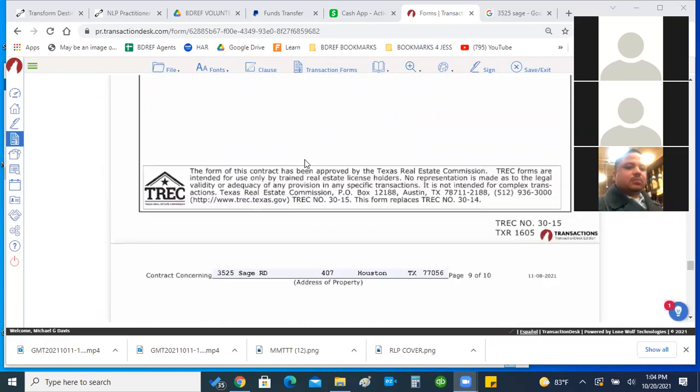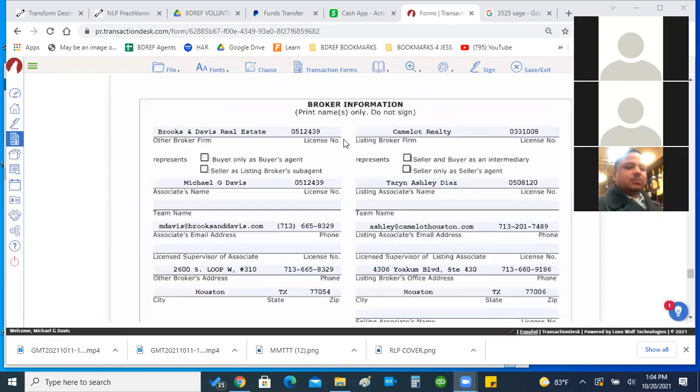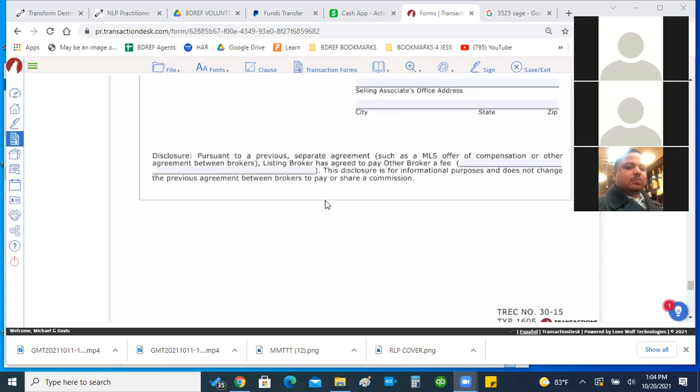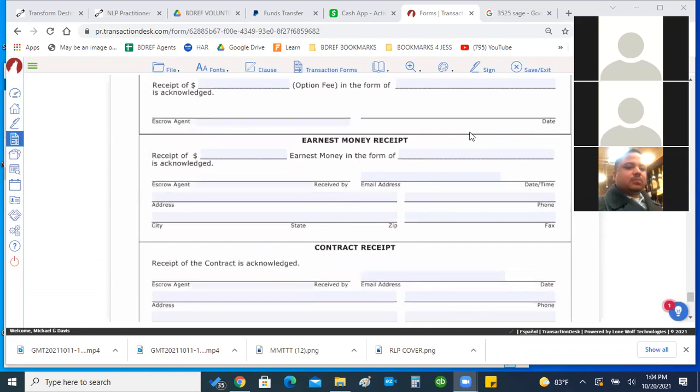And then both parties sign it. And then this is the broker information. Another great thing about, again, this transaction desk is that they auto-populate all this stuff for you. So that's cool. All right, and then here are your receipts.